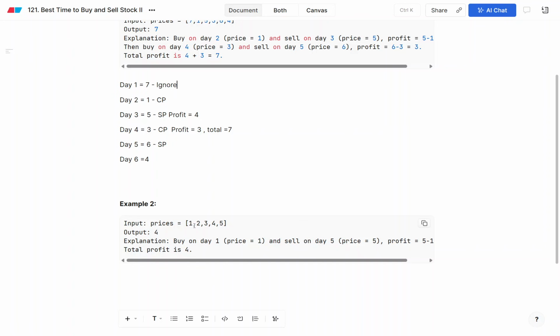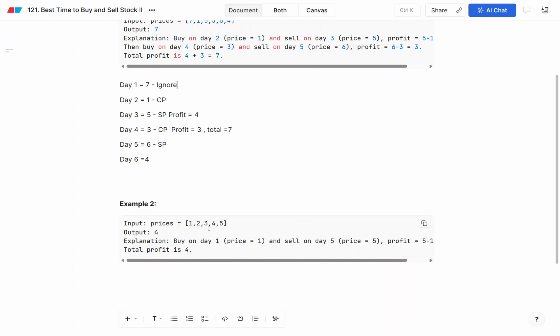So buy on day one, the cost price is 1, then day 2 is 2. So 2 minus 1, the profit here is 1. Then again 3 minus 2, 1. Then 4 minus 3, 1. Then 5 minus 4, 1. So overall the total profit is 4. So we are buying on day 1, then selling on day 2. Then again we are buying on day 2, and then we are selling it. So this is how it will work here.